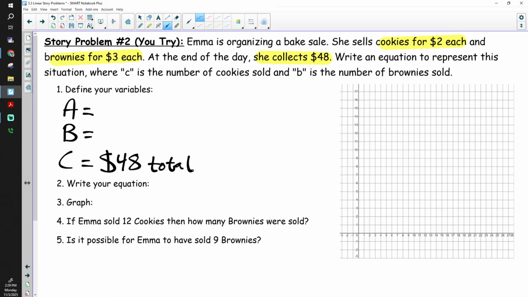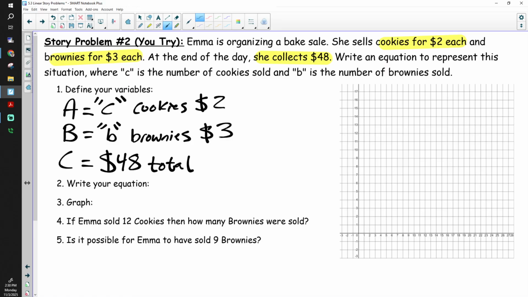Now we also need to figure out what A and B are, but we're actually not going to use the letters A and B. What letters are we going to use? C and B. So A is really going to be C for cookies, and B is going to be B for brownies. Cookies and brownies. And how much are they going to sell for? Cookies are $2 and brownies are $3. So those are the variables that we need in order to write the equation.